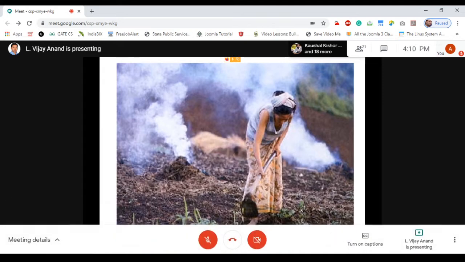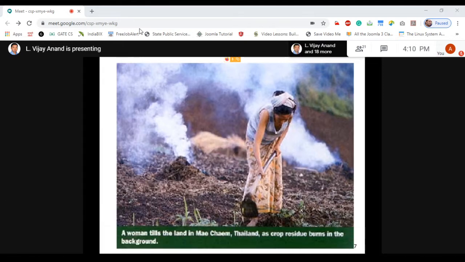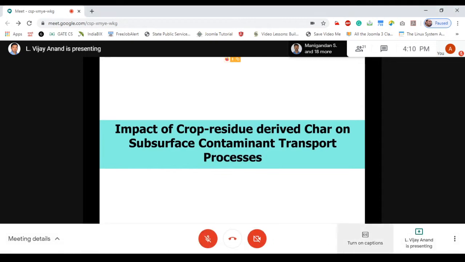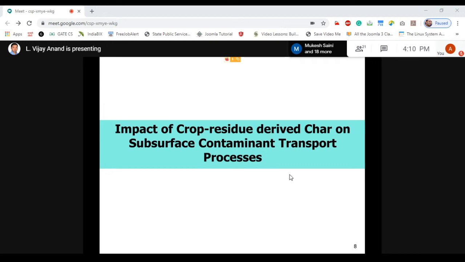But it has a contrary effect also, as we are going to see what happens when pesticides react to this highly carbonaceous, high surface area matter. Okay, so essentially that is what I'm going to talk about, the impact of this crop residue char on contaminant transport processes.